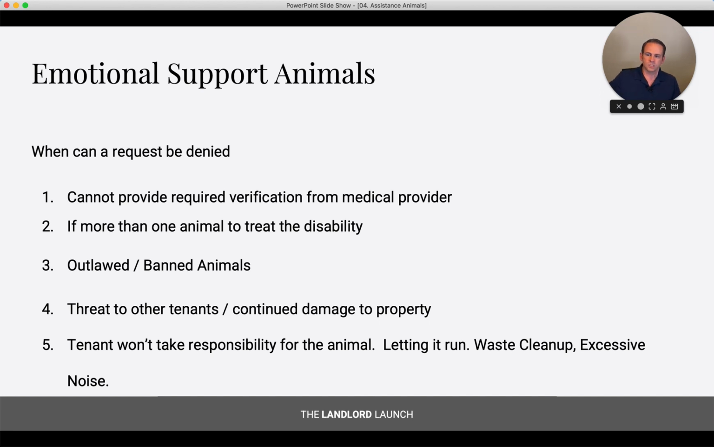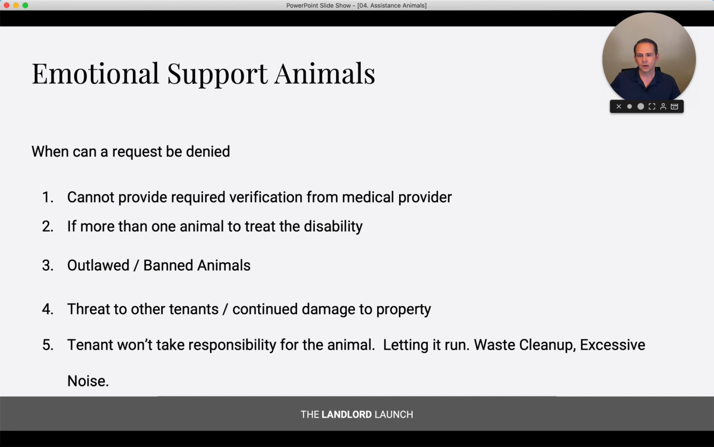So here are some of the times when that request can be denied. One is if they cannot or will not provide that required verification from that licensed therapist or medical provider. If they are trying to bring in multiple animals and saying they're all emotional support animals because they treat their disability, or if they have three ESA letters all saying that they all treat the same disability or the same issue, that doesn't work. One animal per issue.